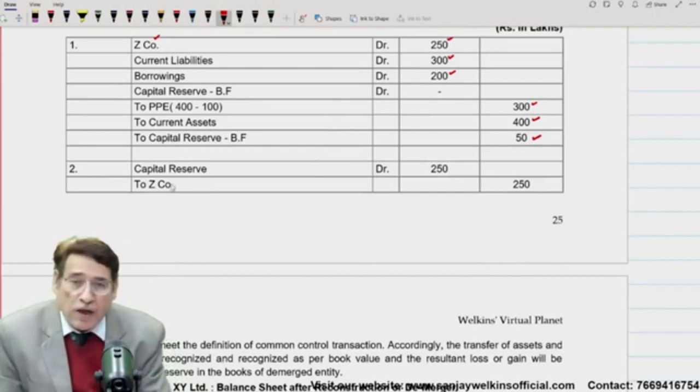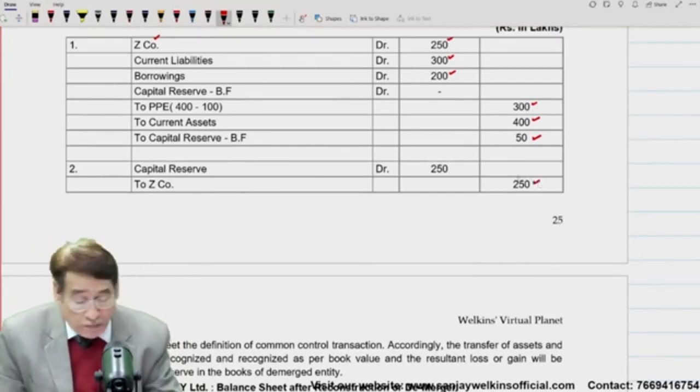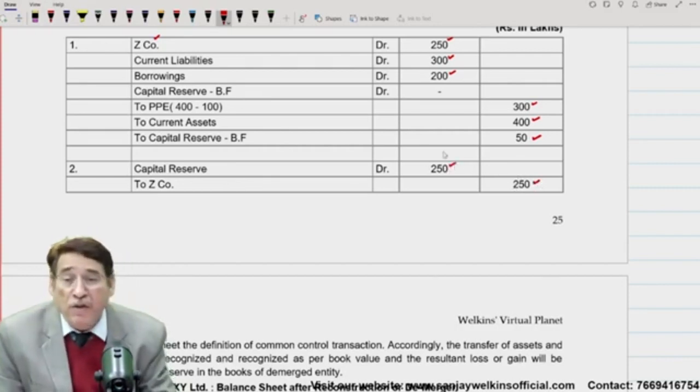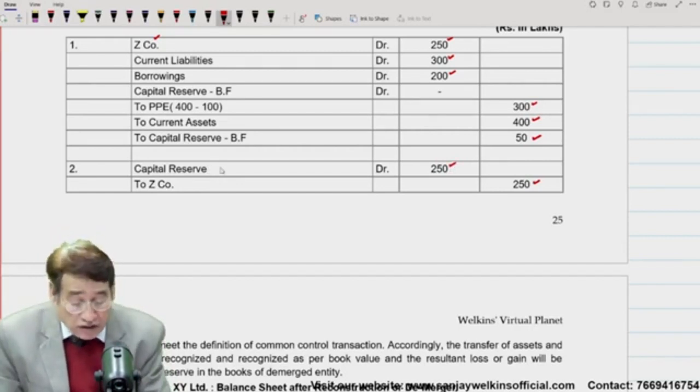Now coming over to the consideration point. Because consideration you are supposed to receive from Z Limited, that is 250, but unfortunately this consideration is not received by you, it is received by members. So this is a loss to you, no doubt about that. And this loss will be debited, depending upon whether you have got capital reserve or not. Because in this case, in the first entry you had 250 worth of capital reserve. So it is better that this loss of 250 should be debited to capital reserve.